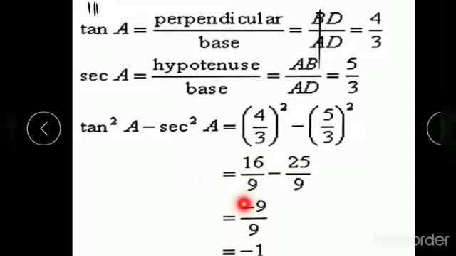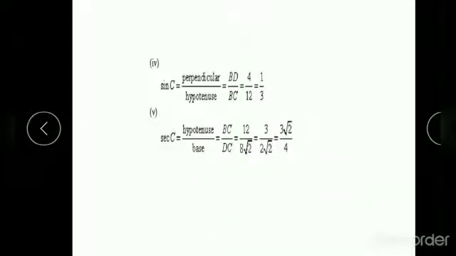That is minus 9. So greater number is 25, minus 25 it is, right? So it will be minus 9. So minus 9 divided by 9 gives you 9 ones are 9 ones are, and you have the negative sign, right? So it will be minus 1. Tan square A minus secant square A is equals to minus 1. Okay, the fourth one is sin C.